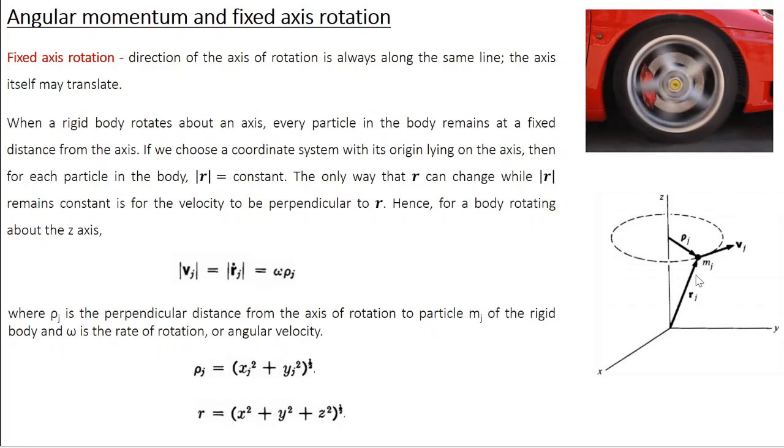And from the geometry it's clear that rho and r are completely different, because rho is something related to this planar motion, the circular motion in this xy plane. So rho will have only x and y components. Since this is a circle, rho j is nothing but square root of xj square plus yj square. On the other hand, r is the position vector in this x, y, z domain. So any general r vector can be written as square root of x square plus y square plus z square.